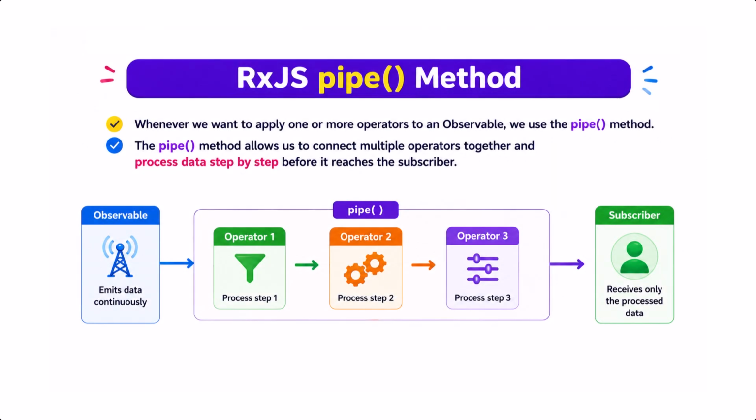Whenever we want to apply one or more operators to an observable, we use the pipe method. The pipe method allows us to connect multiple operators together and process data step by step before it reaches the subscriber. You can think of it as a processing pipeline. Each operator receives data, performs some work, and then passes the result to the next operator.